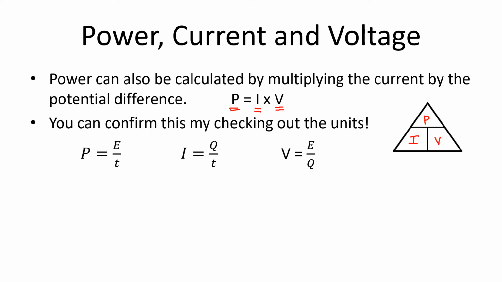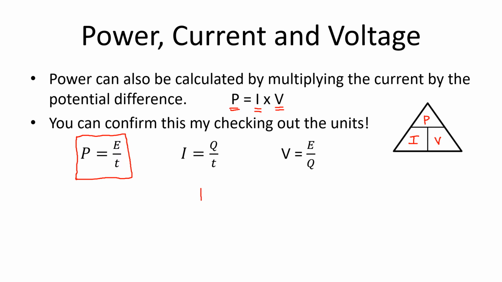Now, in order to show that the two measurements of power are the same, we can do a little neat math. You generally don't have to do this in a test situation, but I think just for your own understanding of things, it warrants having a look at. So this was the other relationship for power, right? Power is energy divided by time, but power is also current times voltage.